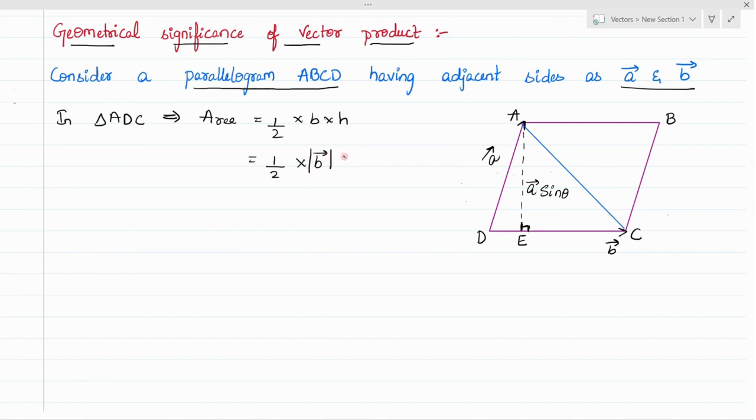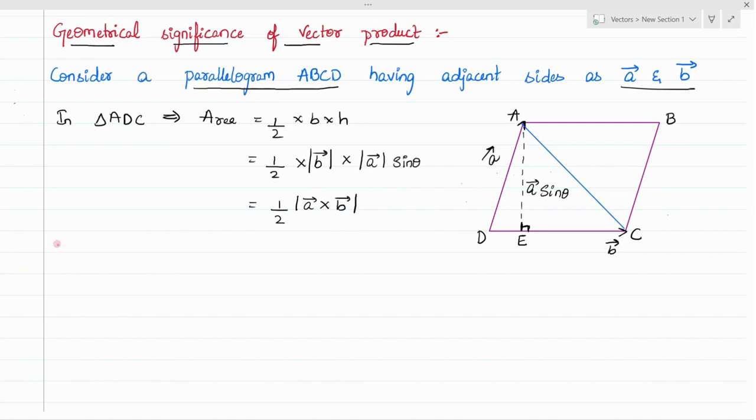We want the magnitude. And what is the height? Magnitude of A vector into sine theta. So what does it become? Half of A B sine theta, which is nothing but half the magnitude of A cross B, because we are talking about the area. So we only need the magnitude of A cross B.